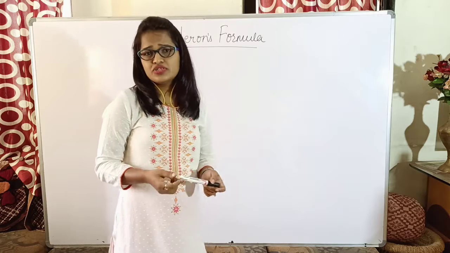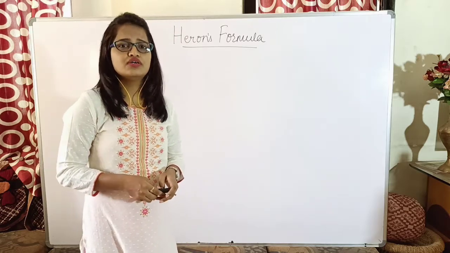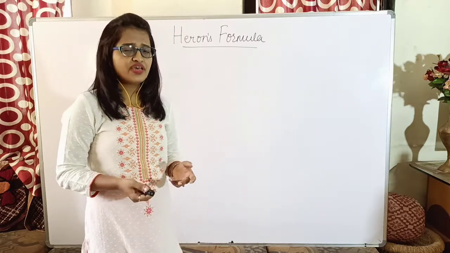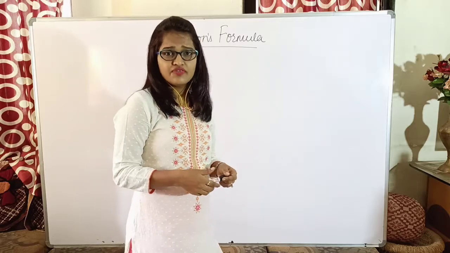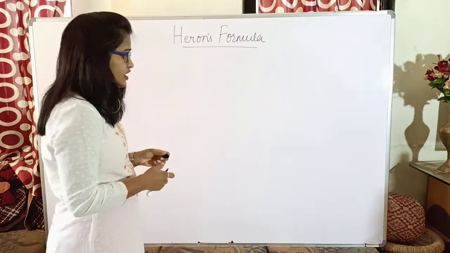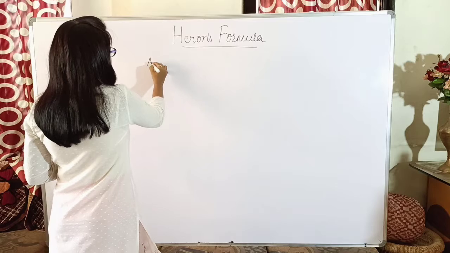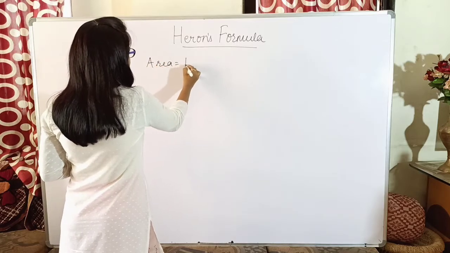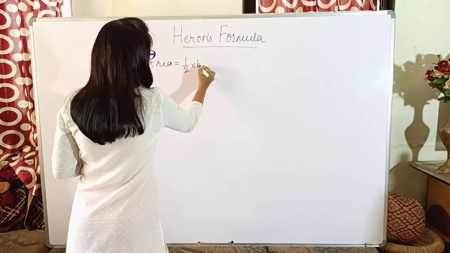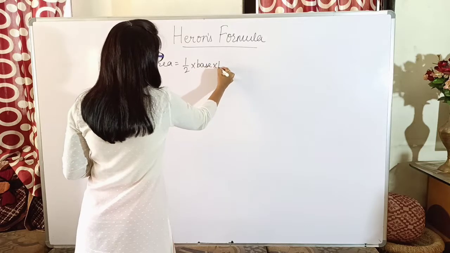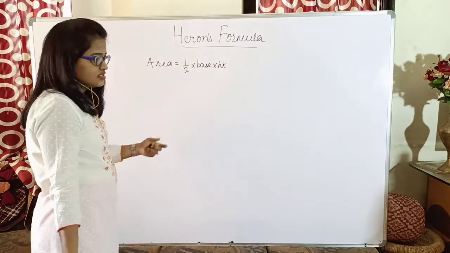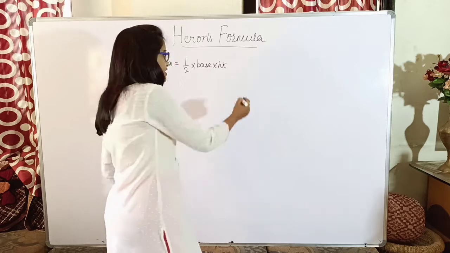But before proceeding to that, why do we need a formula for finding the area of a triangle? Don't we have a formula, isn't it? Yes, we do have a formula. What is the formula for area of a triangle? Yes, it says area of a triangle is equal to half into base into height. Yes or no? Yes. Now here the height is the perpendicular height.